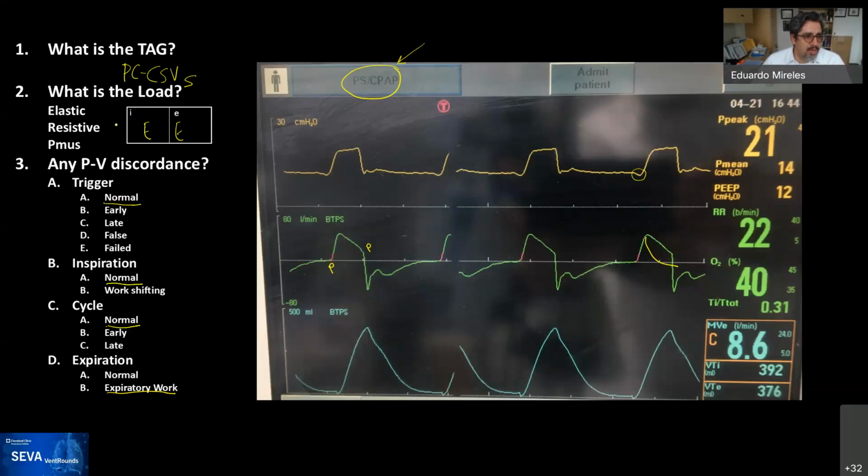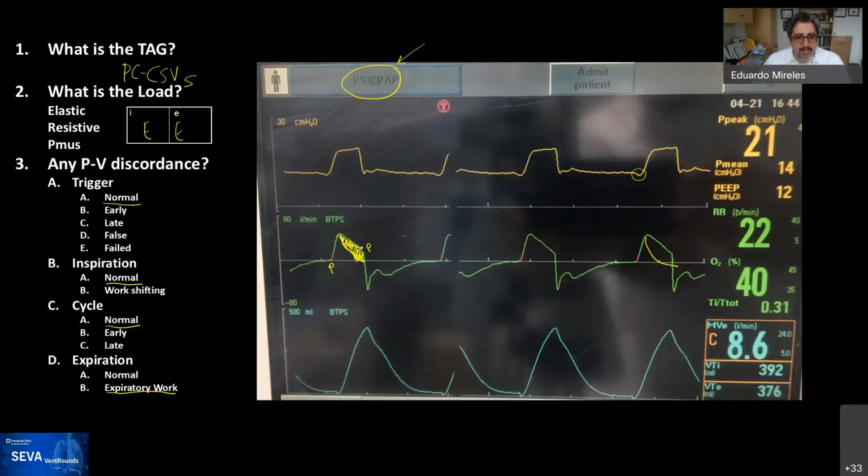In terms of the load, you have elastic, resistive, and PMOS, and this comes from the equation of motion. The goal here is essentially, if you have PMOS, then you cannot tell what is the load. You know that the patient triggered here, and this doesn't decay, as I pointed out here, exponentially. So when it doesn't decay exponentially, it's really hard to tell what is the load, if it's elastic or resistive. And so all of this area over here is actually PMOS.